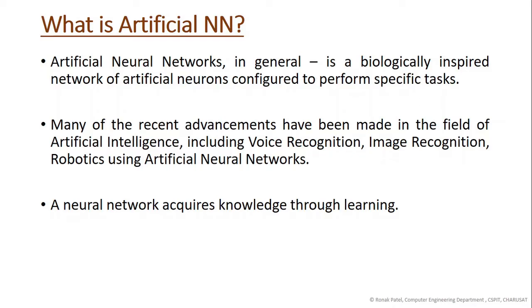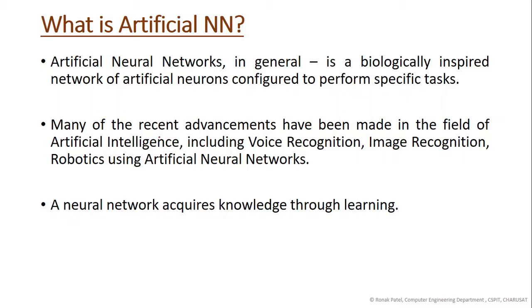So what is an artificial neural network? An artificial neural network is a biologically inspired network of artificial neurons configured to perform specific tasks. This artificial neuron is inspired by the biological neuron to perform specific tasks. That's why it's called artificial: it is created by getting the inspiration from the biological neuron.